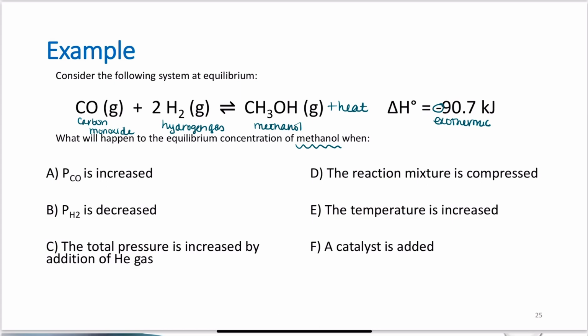So I've increased the pressure of CO. I increase the pressure here. It's going to adjust by pushing the reaction the other way. The concentration of methanol will increase. If I decrease the pressure of H2, I've taken away one of the reactants. The system needs to equilibrate by making more reactant, so therefore my concentration of methanol will decrease.